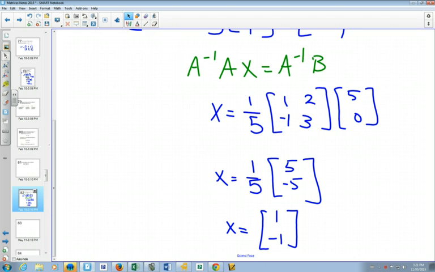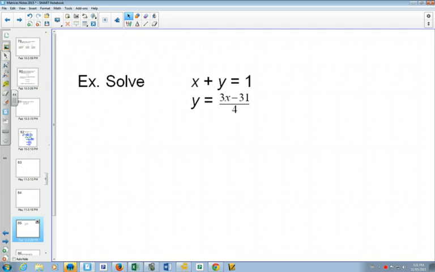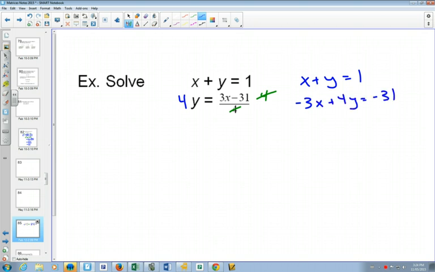All right, one more to try with some fractions. Give you a head start. Okay, for the start here, did you see that we have to do a little bit of rearranging of our formulas? Probably easiest to work without fractions. I'm going to keep this equation, x plus y equals 1. I'm going to take this second equation, multiply everything by 4. That would get rid of my 4's here, and I'd have 4y equals 3x minus 31. And if I bring the 3x over, I'd have -3x plus 4y equals -31. So that'll be your setup for your equations.